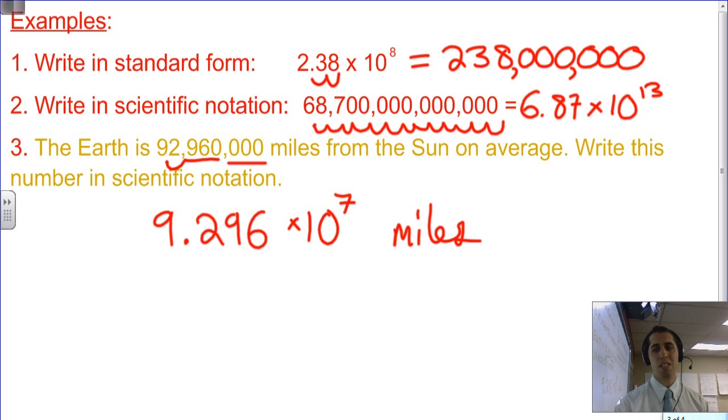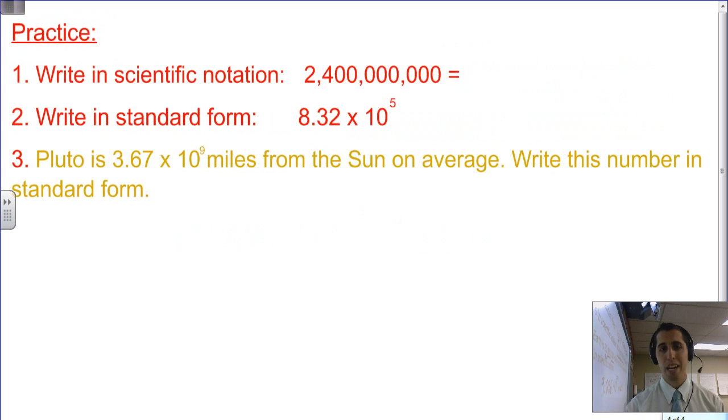As always, I'm going to leave you with some examples to do on your own, some practice, so please get these done. The first one says write in scientific notation, so convert that to scientific notation, knowing what you know about what scientific notation needs. The second one says write in standard form, so you can multiply by 10 a lot, or you should know a trick about how to do it more easily. And the third one says Pluto is 3 67/100 times 10 to the 9th power miles from the Sun on average. Write this number in standard form. So I want the big number. How many miles? Write it out as a normal number.